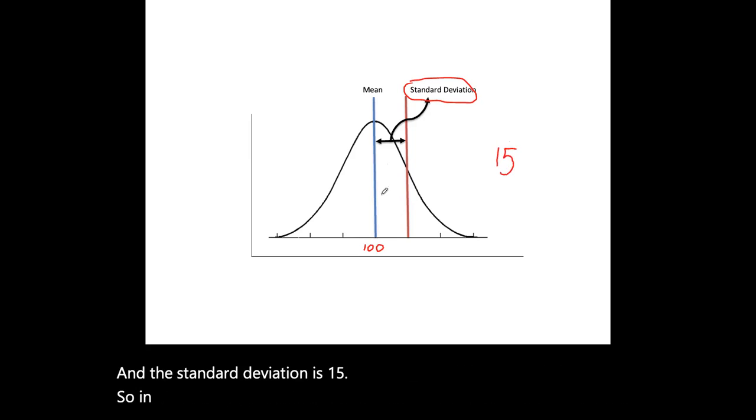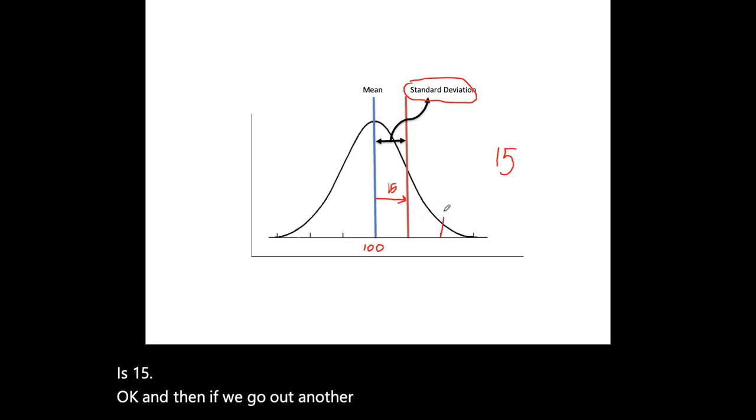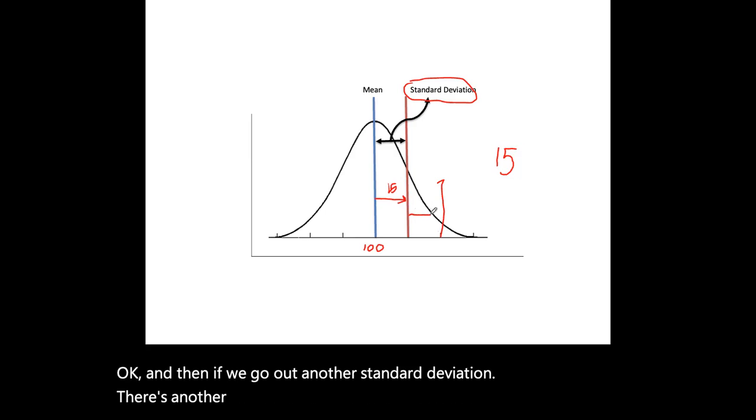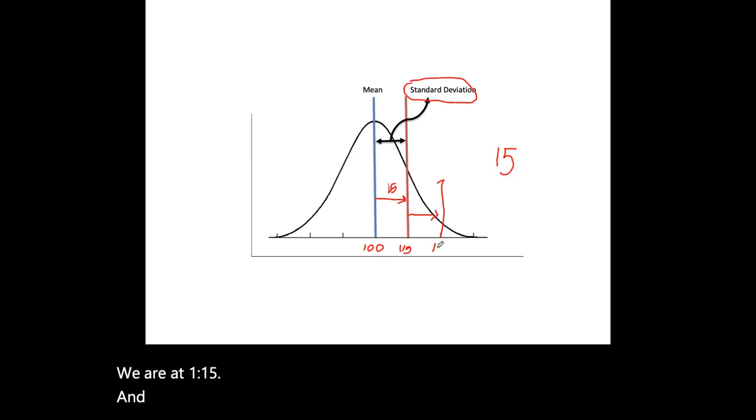So in our example, the distance between here and here is 15. And then if we go out another standard deviation, there's another 15. So right here, we are at 115. And now we're at 130. Now, what does this tell us? Well, let's go to the next slide.